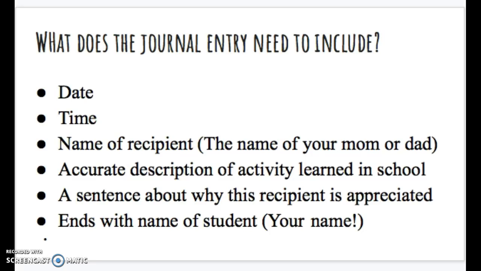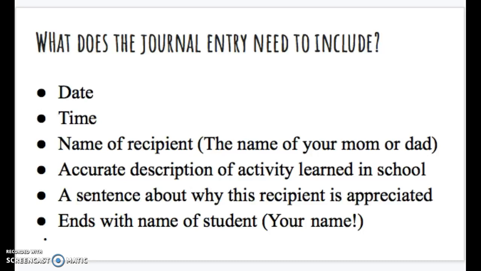The third thing is you need to put the name of the recipient. So in this case, it's going to be the name of your mom or your dad. After this, you're going to accurately describe an activity that you learned in school. So, for instance, you can say, well, today I learned how to rhyme, and then you explain how you learned to rhyme, and if you learned something or if you already knew it.